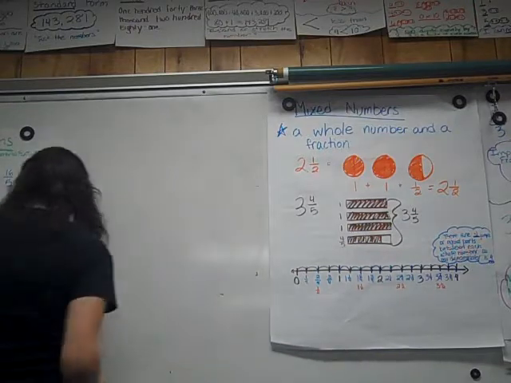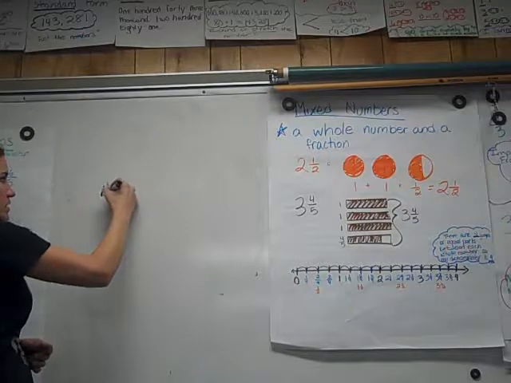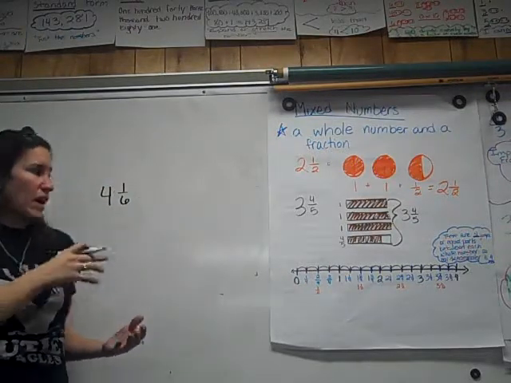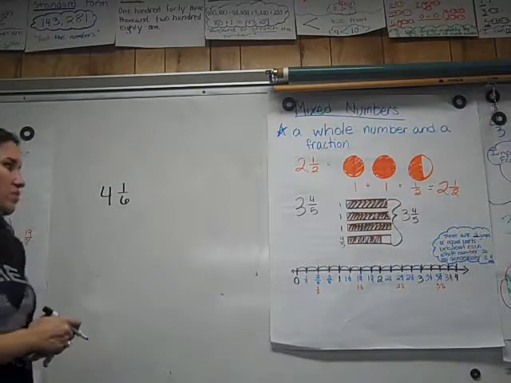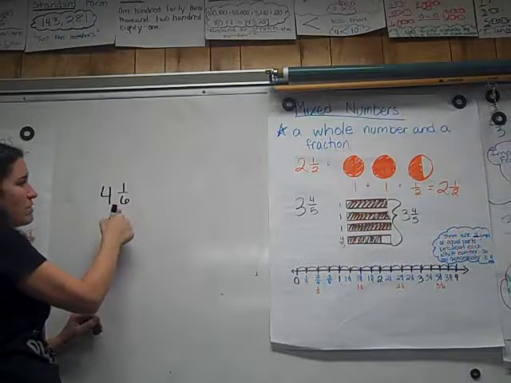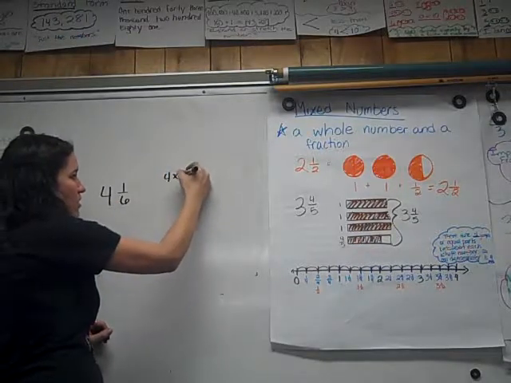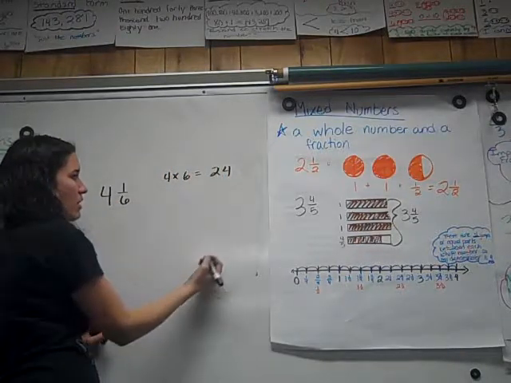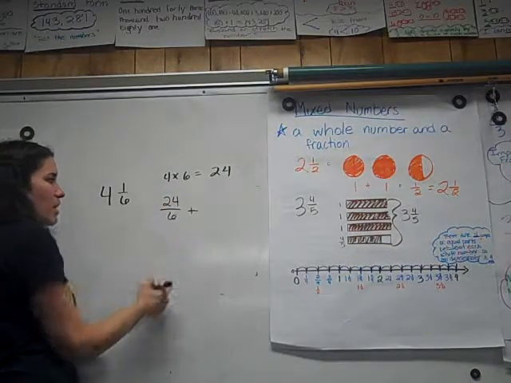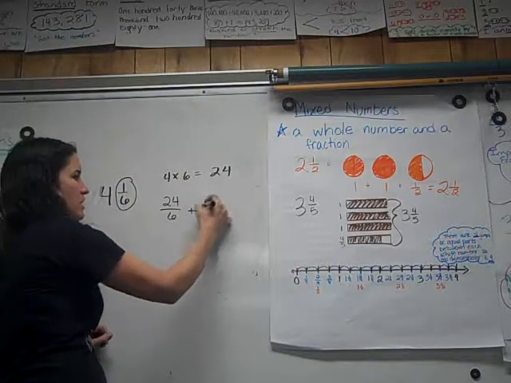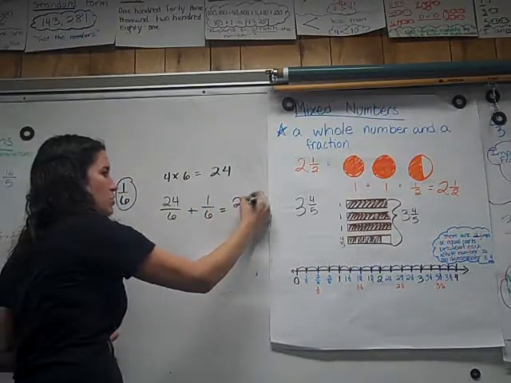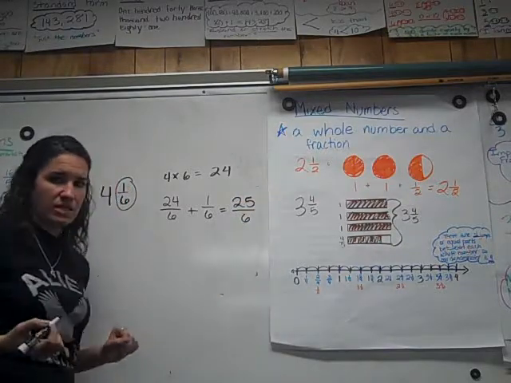Okay, and the last one I'm going to do for you is 4 and 1/6. So this means that we have 4 whole groups, and then we're adding the fraction, the 1/6 to that. So if we were just going to use the multiplication rule, I would say I have 4 groups of 6. Well, I know that 4 times 6 is 24. So I've got 24 sixths plus this fraction, 1/6. So then 4 and 1/6 is equal to 25 sixths.